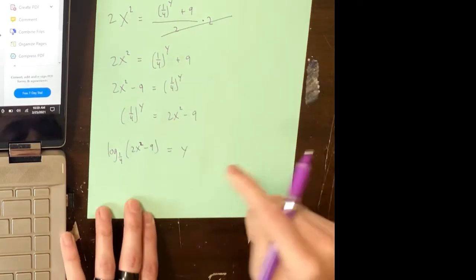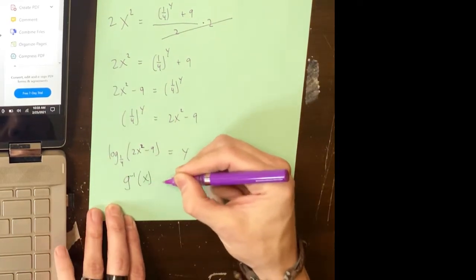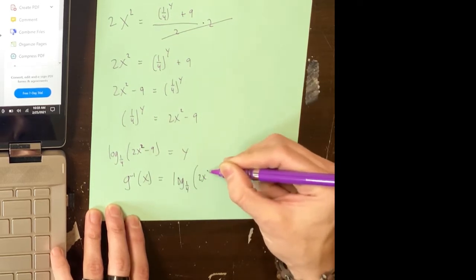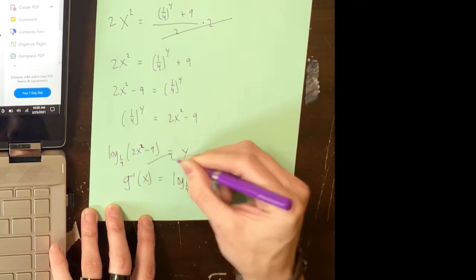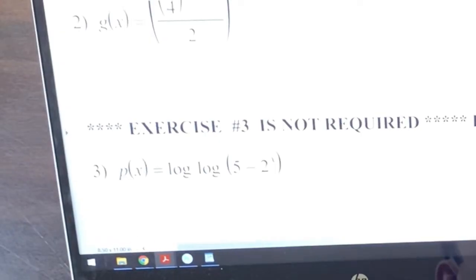So we're done. But this shouldn't be called y. It should be called the inverse of g. So we have log base 1/4, and the argument is 2x squared minus 9. So this is the inverse of g. So why don't we just do the inverse step right away? We can switch x and y.